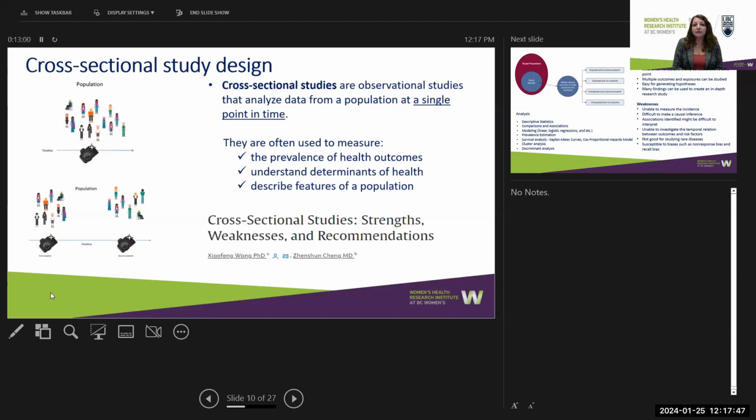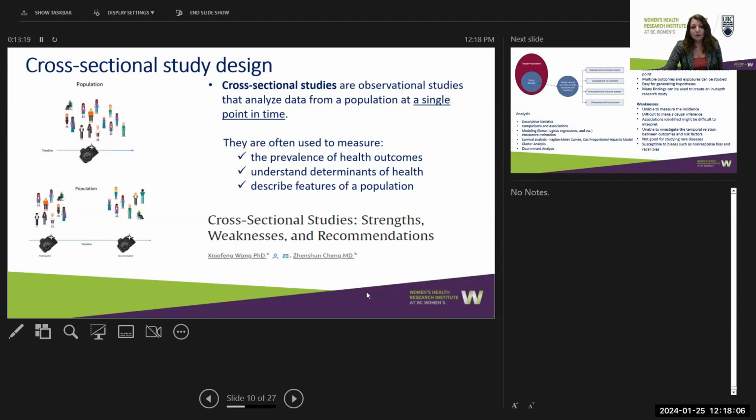So cross-sectional studies are observational studies that analyze data from a population at a single time point. They are often used to measure the prevalence of health outcomes, understand determinants of health, or describe features of the population.